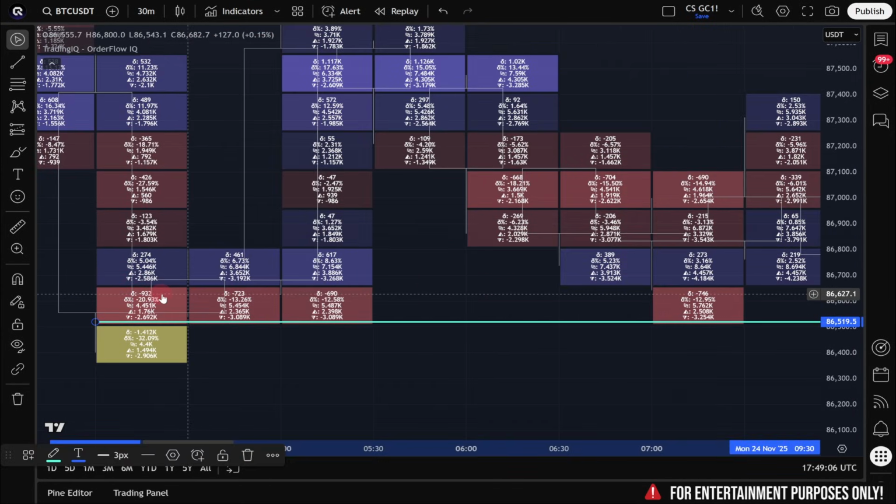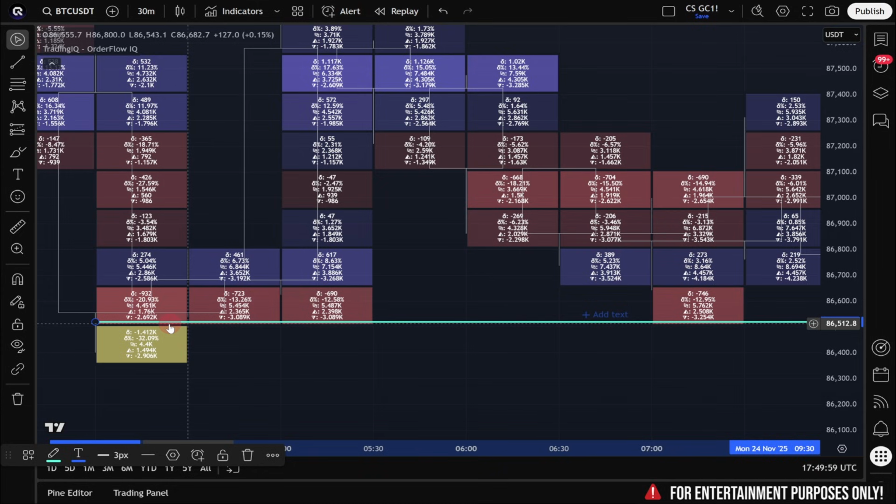Now check out the CVD and CVD percentage at these specific price blocks. We can see the CVD percentage is negative 20%, negative 13%, negative 12%, and we even tick below this zone into an area with negative 32% CVD percentage. All this means is that continuously in this price zone, more market order sells were filled than market order buys. But price isn't moving substantially lower or breaking down from this price area.